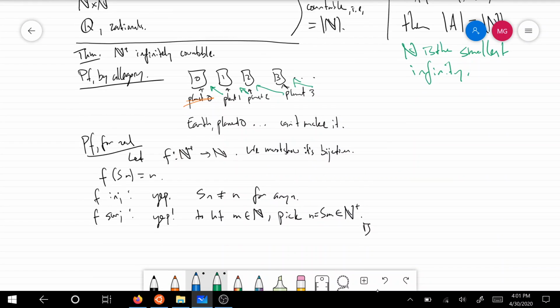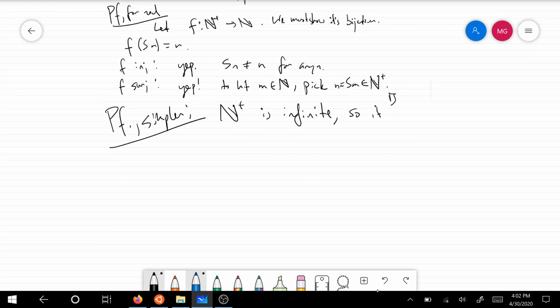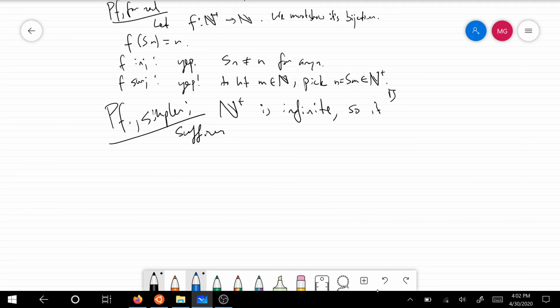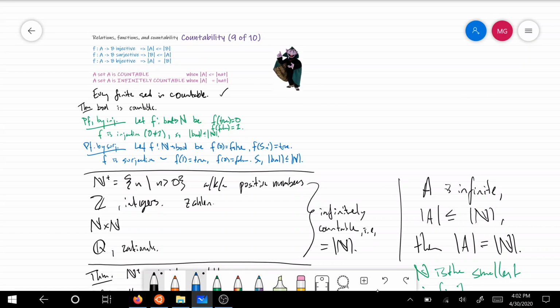So let's do this proof one more time in a different way. Proof, simpler. N plus is infinite. So it suffices to show that the cardinality of N plus, the positives, is less than or equal to N to find the cardinality of N plus equals N. So what that means is we really only need to show one side, right? We need to show one of these two.